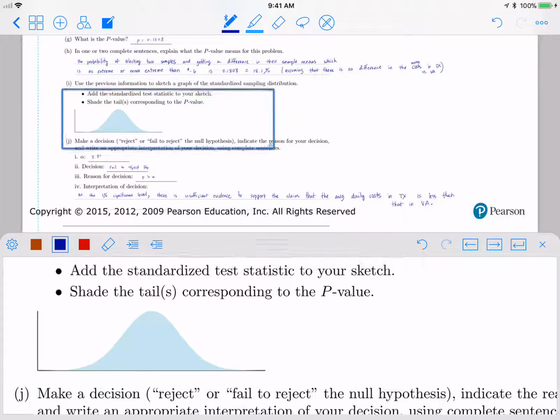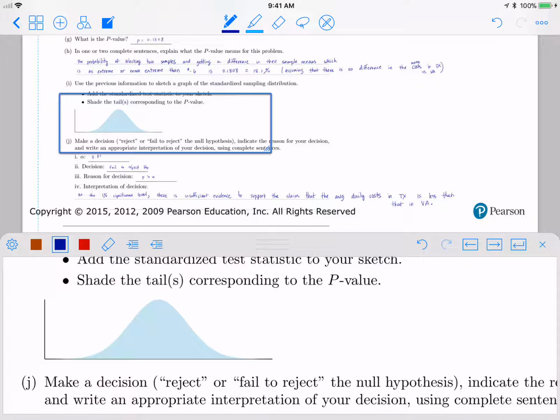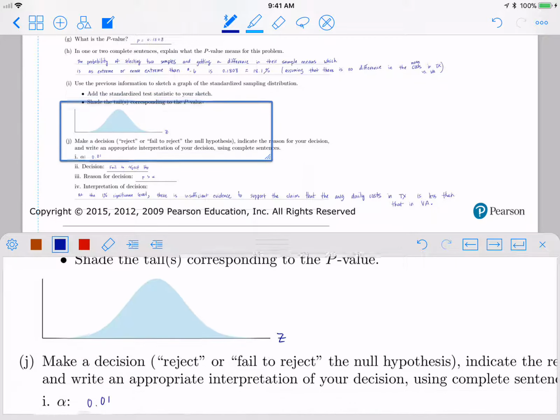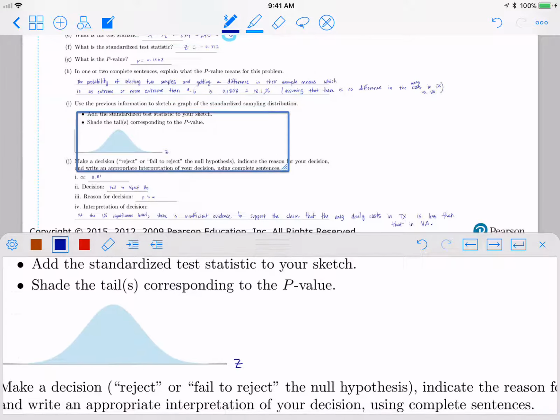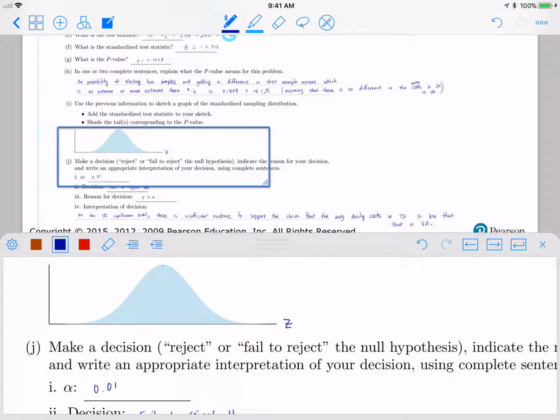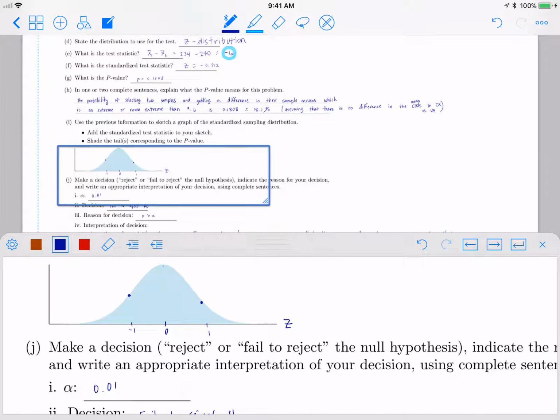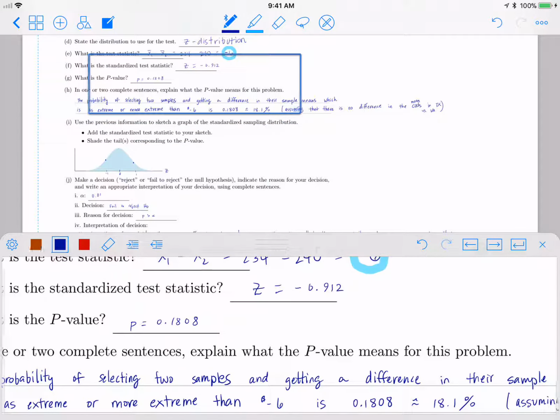we're going to need to sketch our standardized sampling distribution. So we're going to sketch the Z distribution. We know that our standardized test statistic is -0.912. Because this is the standard normal distribution, the center is 0 and the inflection points are 1 and -1. So -0.912 is going to be just this side here, right? So -0.912.